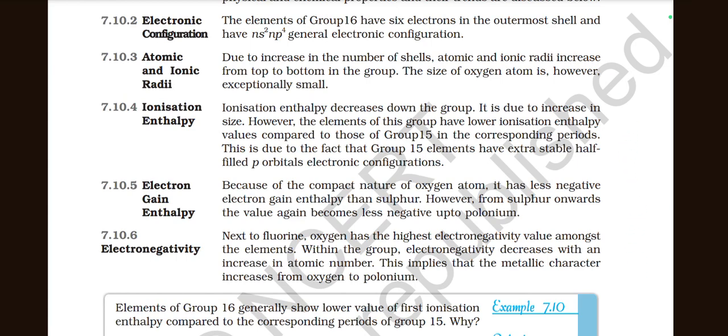Electron gain enthalpy. Because of the compact nature of the oxygen atom, it has less negative electron gain enthalpy than sulfur. However, from sulfur onwards, the value again becomes less negative up to polonium. Electronegativity. Next to fluorine, oxygen has the highest electronegativity value amongst the elements. Within the group, electronegativity decreases with an increase in atomic number. This implies that the metallic character increases from oxygen to polonium.